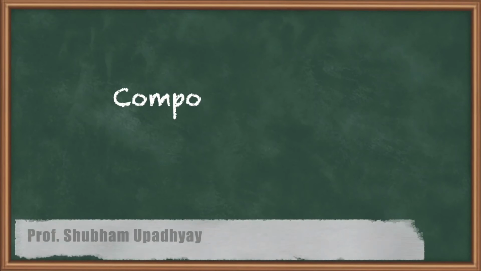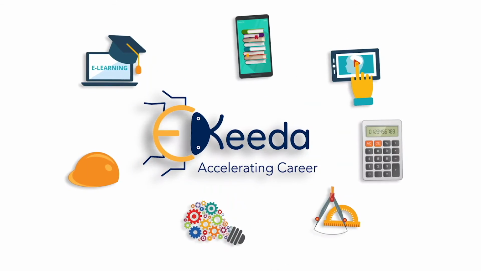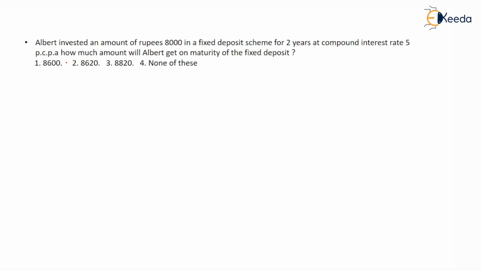Okay friends, let's start question of compound interest. So here is a question in front of us. Albert invested an amount of 8,000 in fixed deposit scheme for 2 years at compound rate 5% per annum. How much will Albert get on maturity of the fixed deposit? Very simple question, right? Compound interest, it told you, and for 2 years they provided you. This type of simple question also comes in your GATE examination, right? So you do not need to worry.